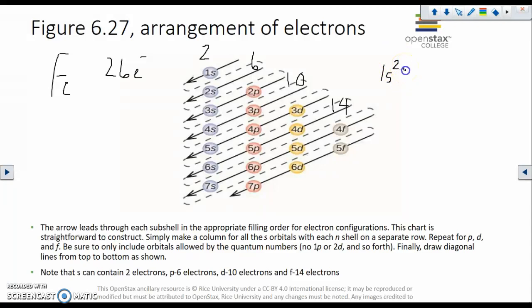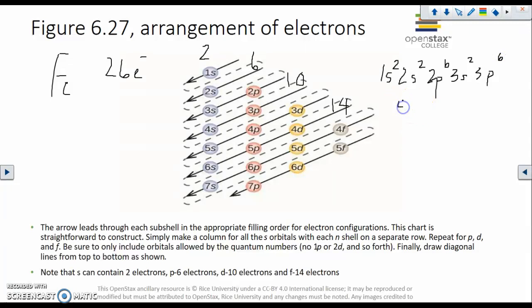Then guess what's next? It's 2s2. After 2s2, it's 2p6. It's taking too long. After 2p6, folks, it's 3s2. After 3s2, it's 3p6. All right. After 3p6, there's 4s2.